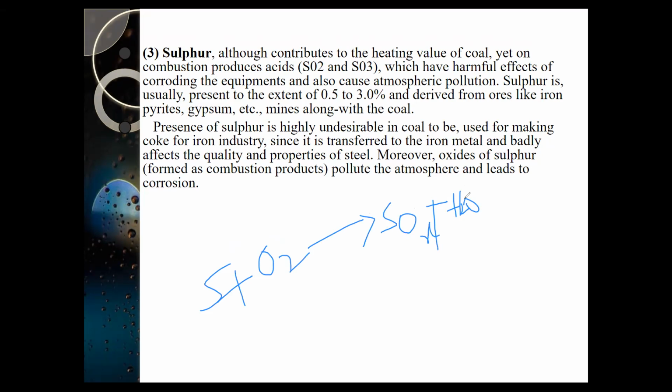So the presence of sulfur is harmful in the fuel or in the coal sample. Sulfur presence is undesirable in the coal sample. Let us read out: although it contributes to the heating value of coal, on combustion it produces acids which have harmful effects of corroding the equipment and also cause atmospheric pollution. Because of the formation of these oxides, atmospheric pollution results.